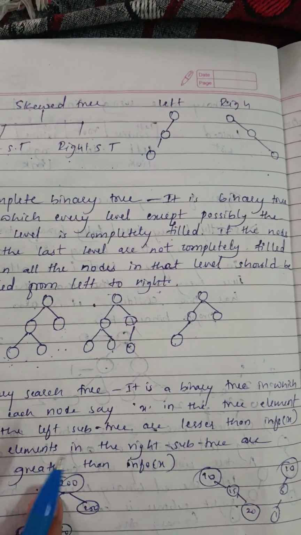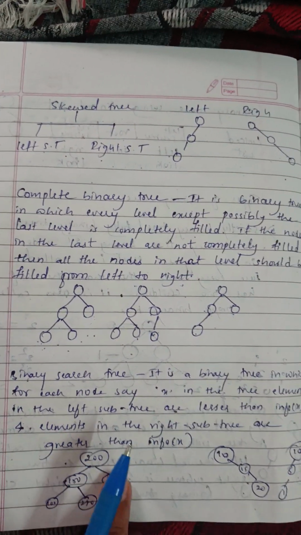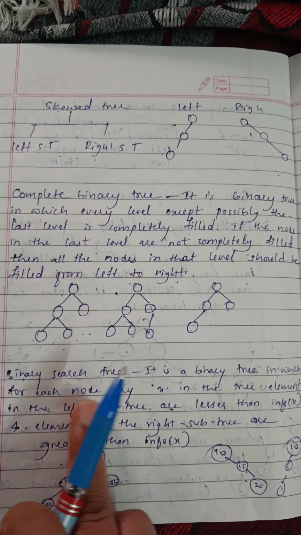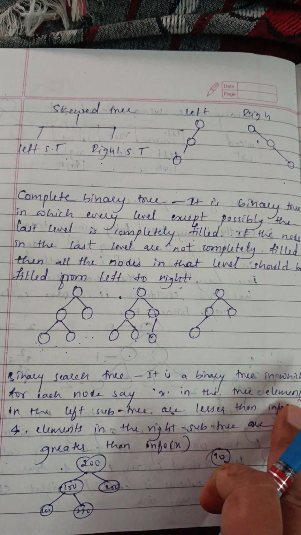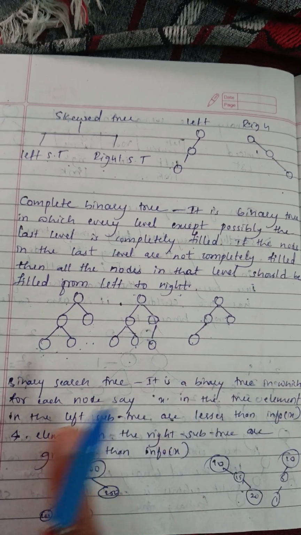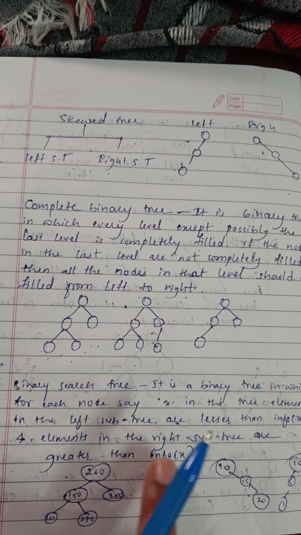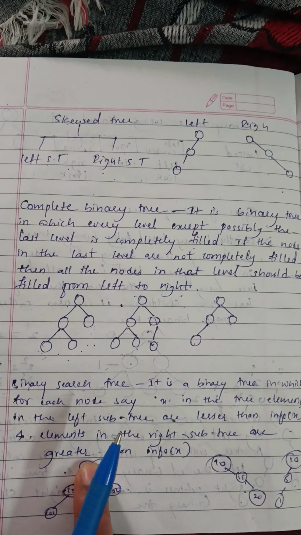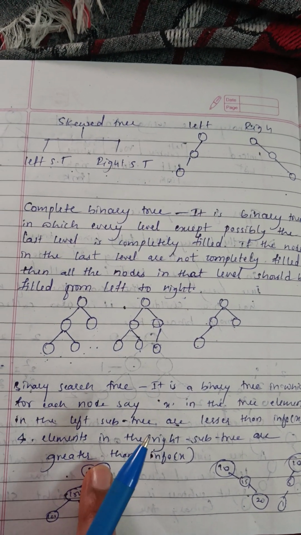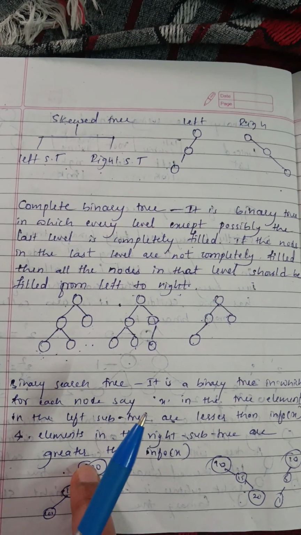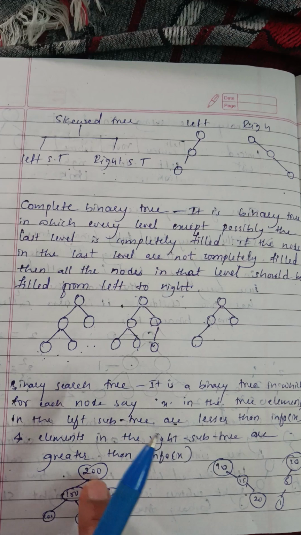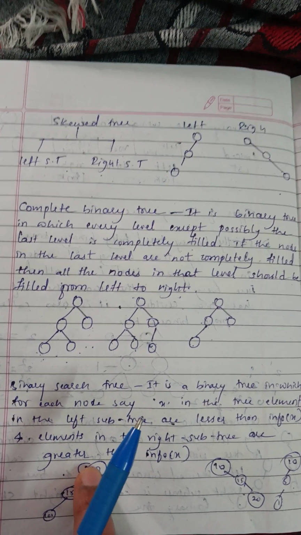Then when it comes to the binary search tree, what does this binary search tree mean? It is a binary tree in which for each node, say x, in the tree, the elements in the left subtree are less than the info of x and the elements in the right subtree are greater than the info of x. In a binary search tree, if we are moving to the left, it must be less than this value. 200 is there, right? It must be less than 200. When it moves to the right side, it must be greater than 200.